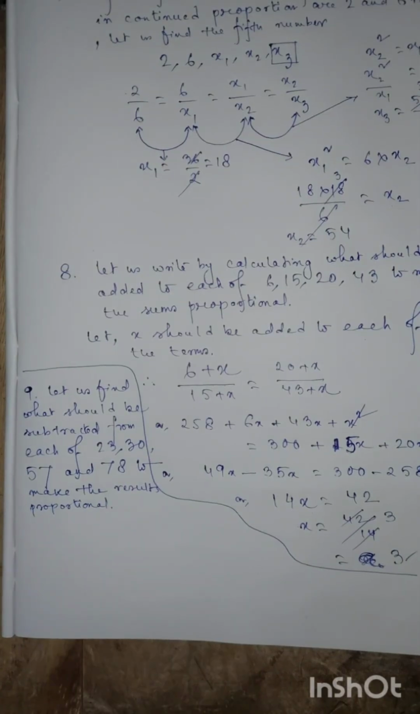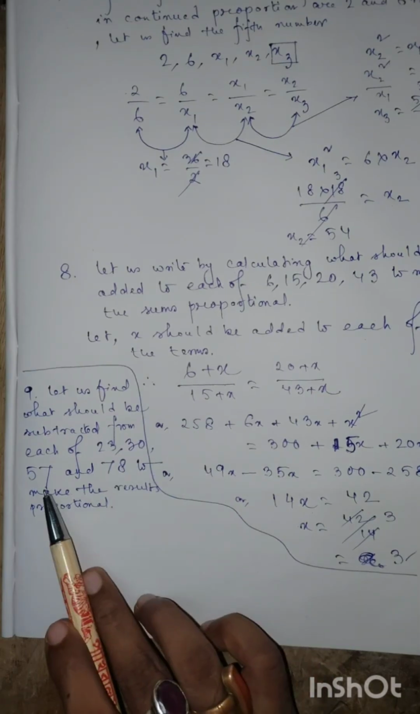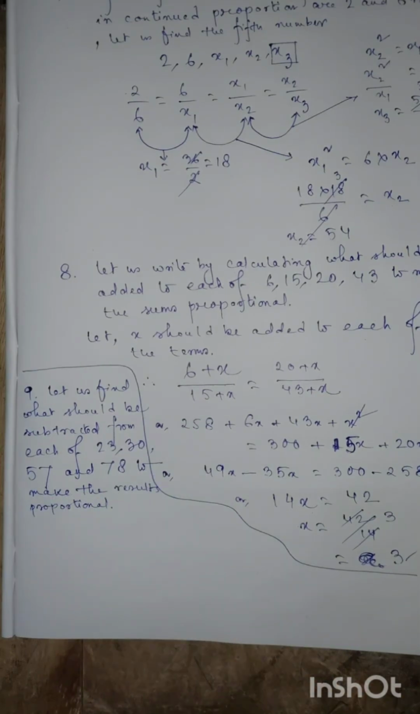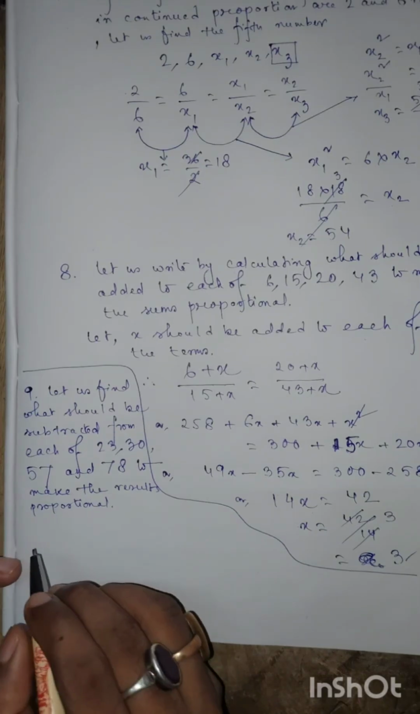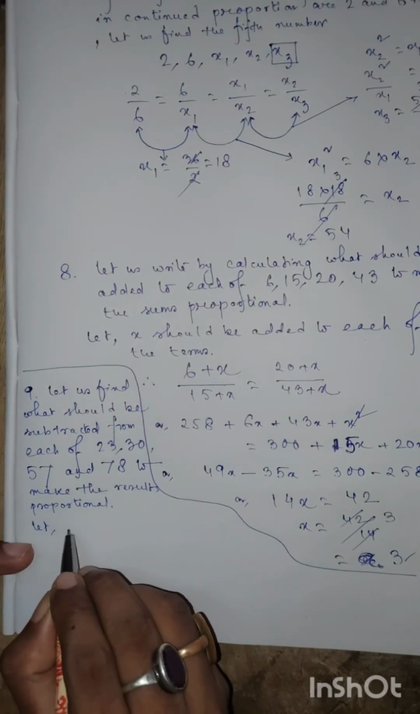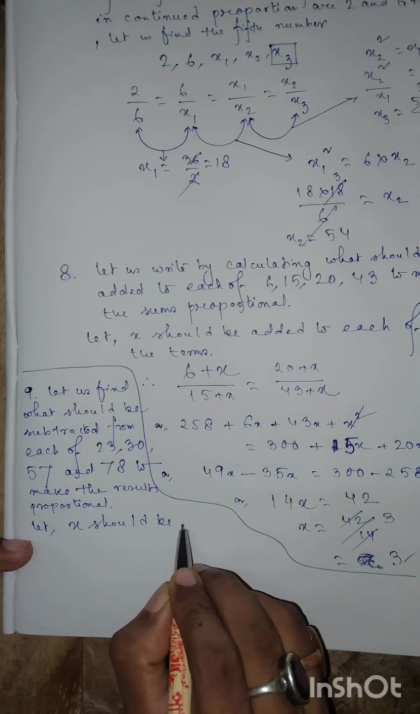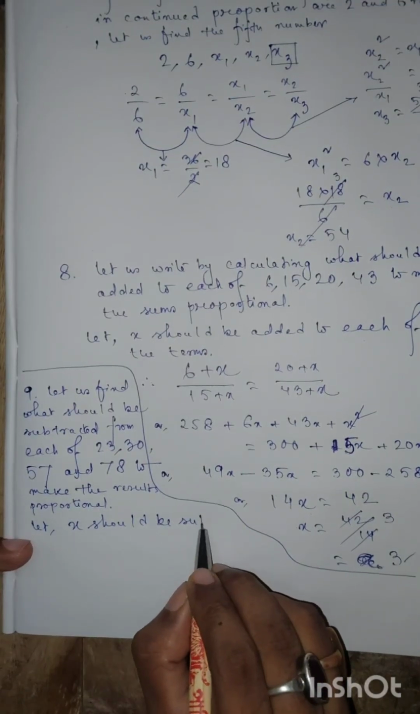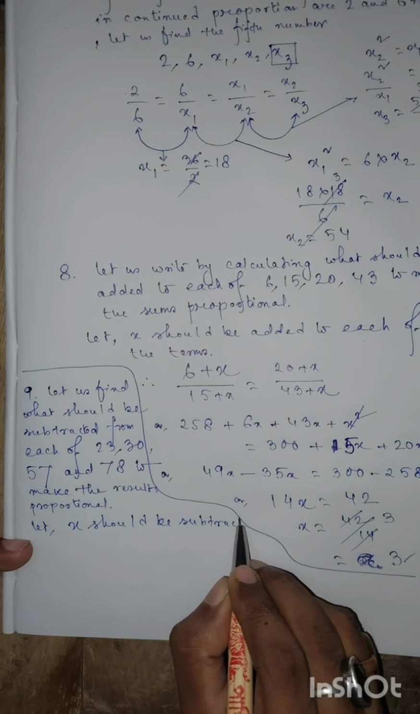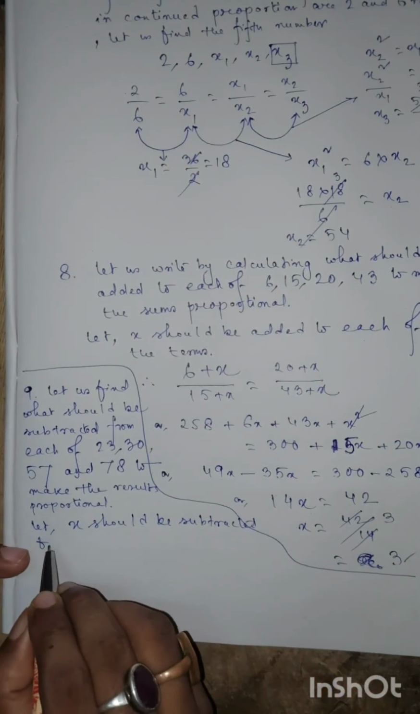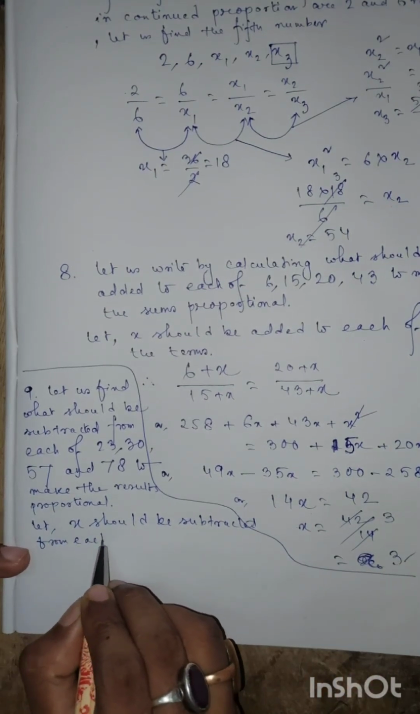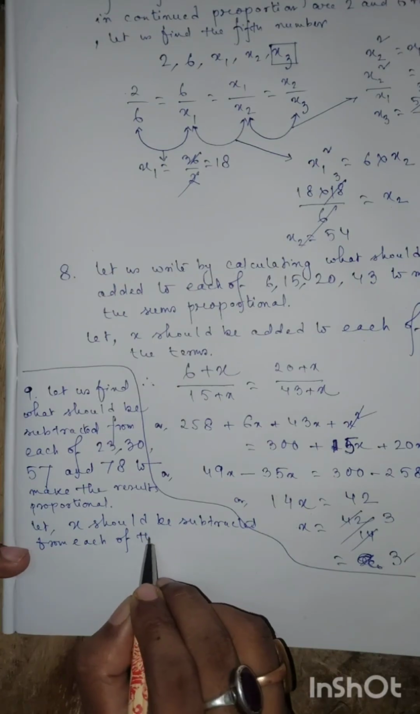So the question is, what should be subtracted from each of these terms to make the results proportional? So let us assume x should be subtracted from each of the terms.